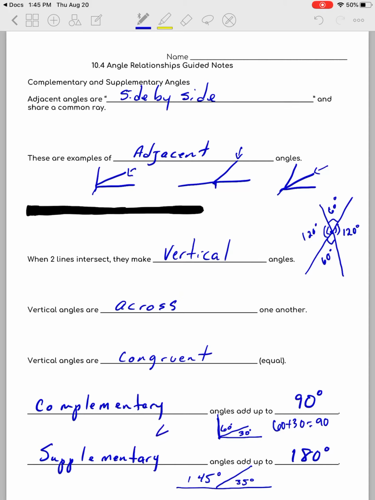Now, they don't have to be adjacent. I could have separate ones. If those two add up to be 90 degrees, they're complementary angles, but they're just not adjacent.